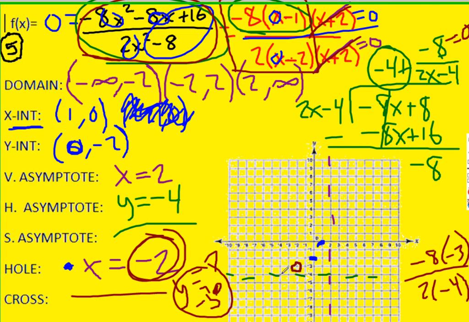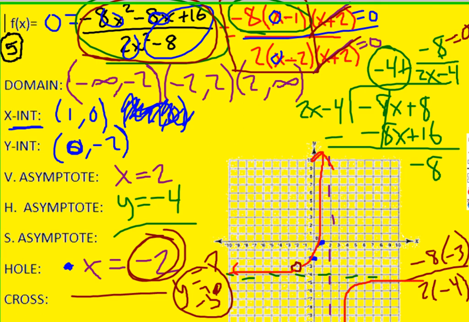So I'm just going to literally plot an open circle. And now I have my graph that I can work with. I've got everything plotted that I can, and now I connect the dots, leaving that hole at negative 2, comma, negative 3. Now remember, I also have to do something on this side of the asymptote. If I graph above, I'd cross the axis again, so that's no good, so it has to go down below.